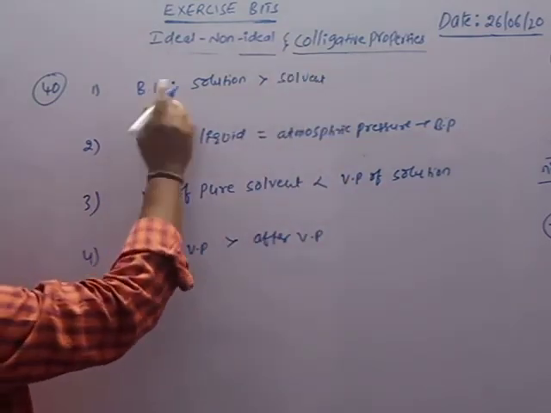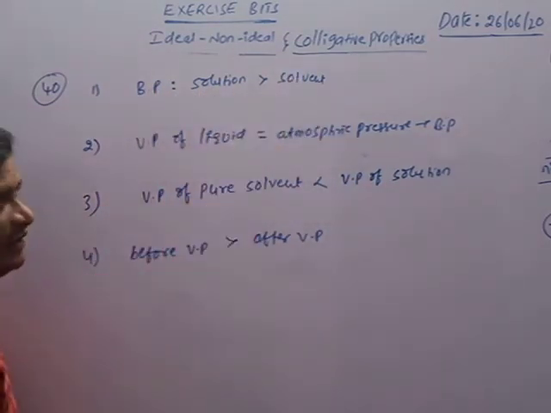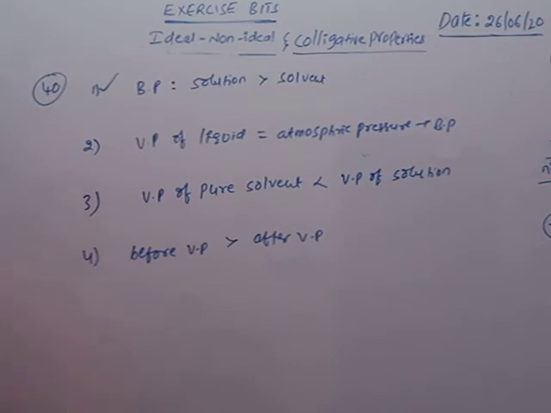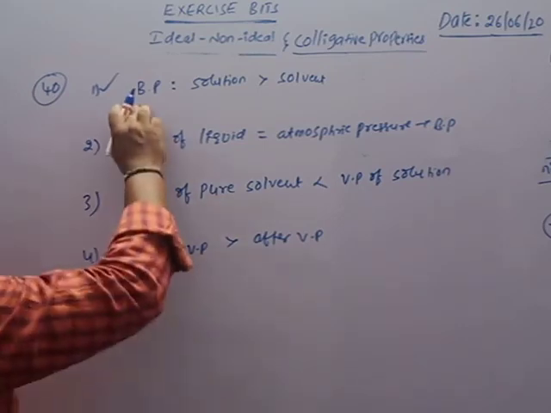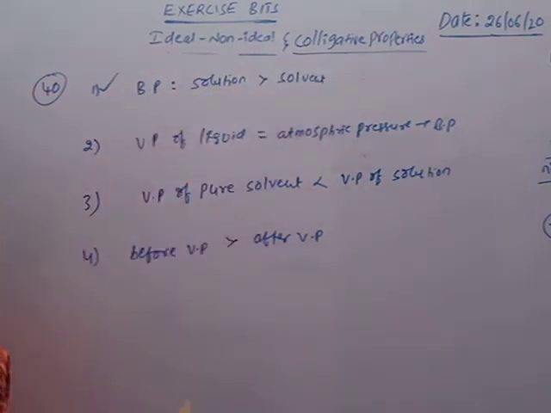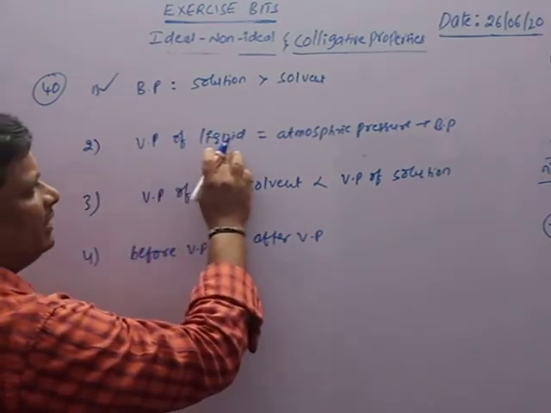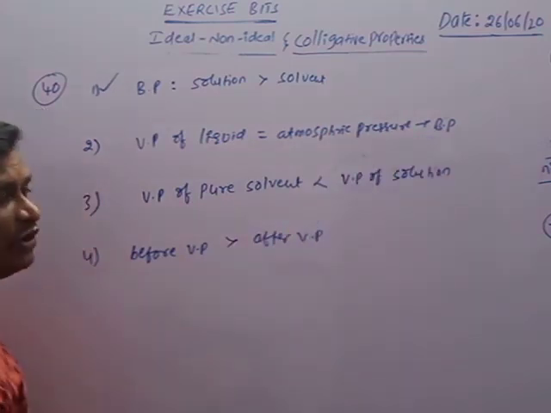The first one, the boiling point of solution is greater than the solvent, is a correct statement, because a solution contains a solvent and a solute. Generally the solvent's vapor pressure is higher than the solution's, because the solute decreases the vapor pressure of the solvent. So the boiling point of solution is greater than the solvent. Next, the second statement: the temperature at which vapor pressure of a liquid equals atmospheric pressure is called the boiling point. It is the definition of boiling point.